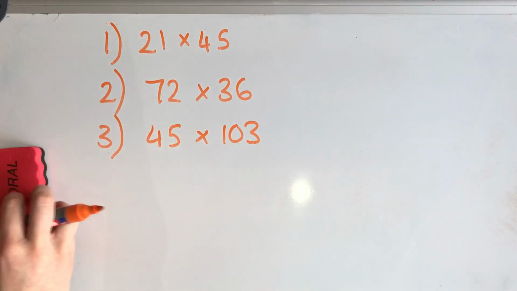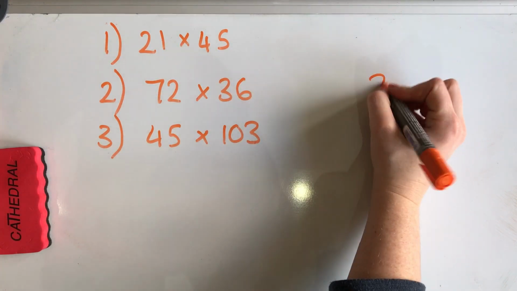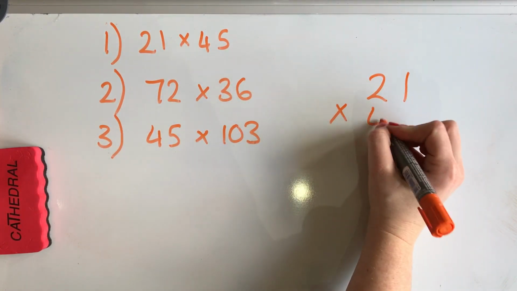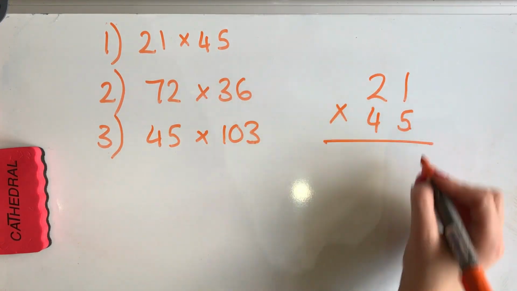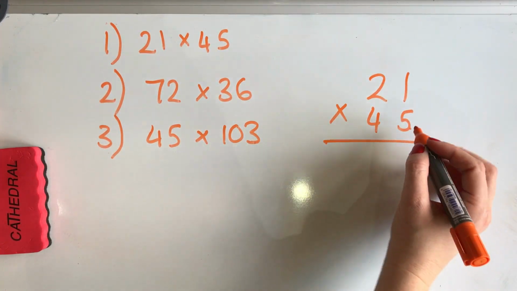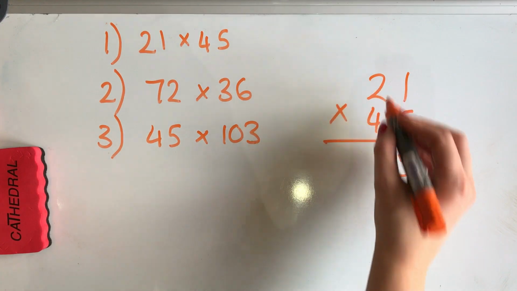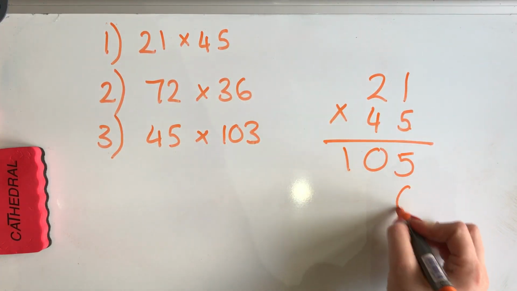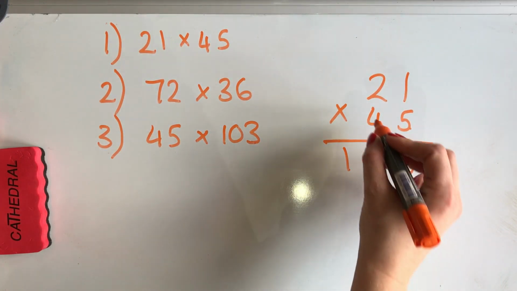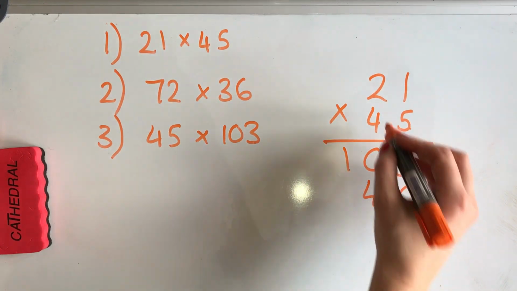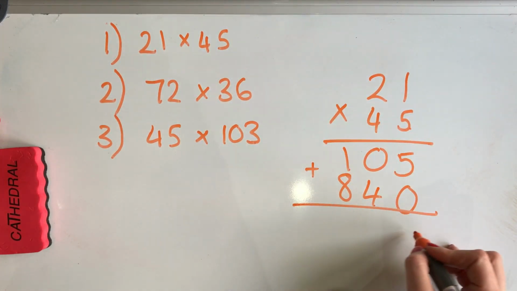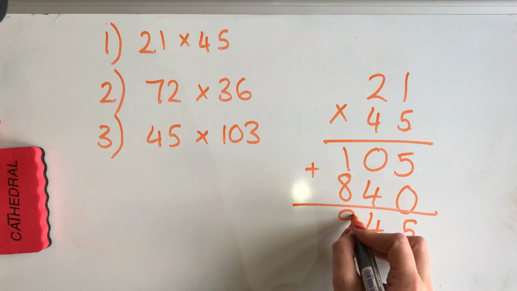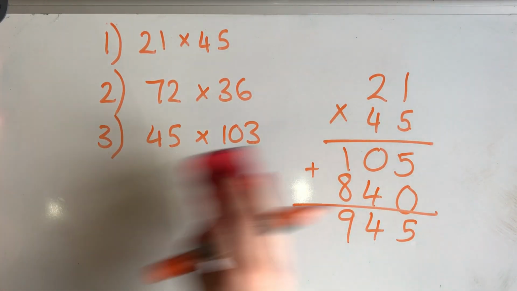Okay, so for 21 multiplied by 45, we line it up so that our 1s are in the correct column and our 10s are in the correct column. So 5 multiplied by 1 is 5, 5 multiplied by 2 is 10. I put my 0 in. 4 multiplied by 1 is 4, 4 multiplied by 2 is 8. Add them together and I'll get 945.